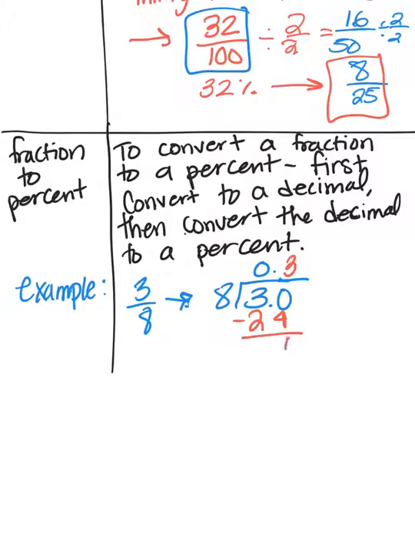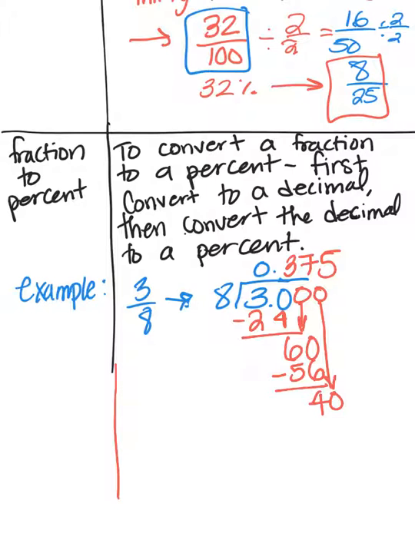30 minus 24 is 6. Bring down another 0. 8 goes into 60. Well, 8 times 8 is 64. That's too much. So it must be 8 times 7, and 8 times 7 is 56. I take 56 away from 60, and I get 4. Let's just do one more decimal. 8 enters 40 5 times. So I have 0.375 or 375 thousandths.